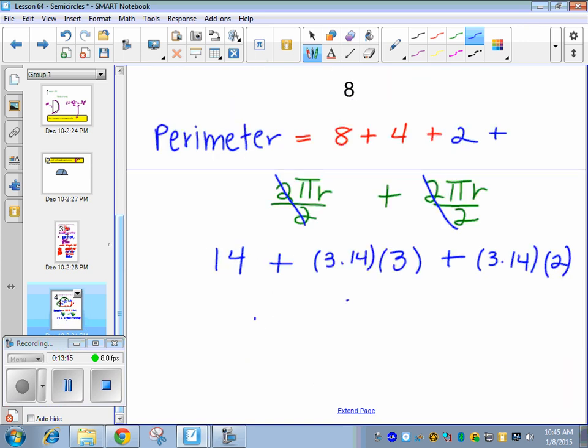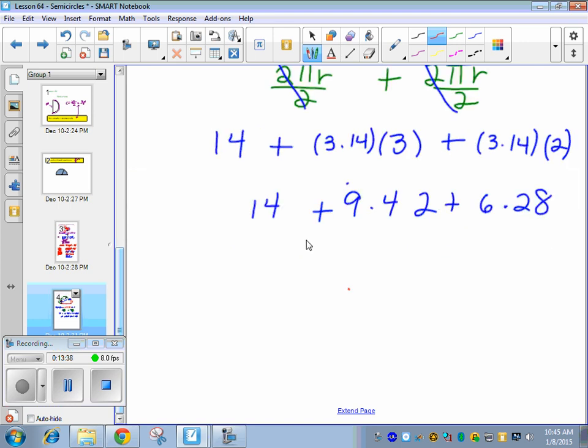This one doesn't look too hard. Let's go ahead and do it. So 3 times 3.14. Anybody know what that is? 9.42? Okay. 9.42. And this one's easy. 2 times 3.14. Good. Okay, and then let's line them all up and add them together. Again, line up your decimals when you do this. I accidentally got 2 decimals there.